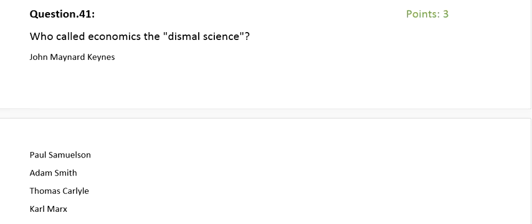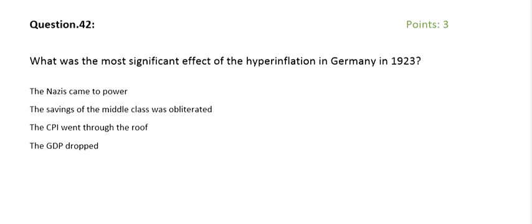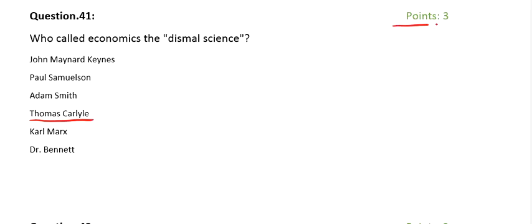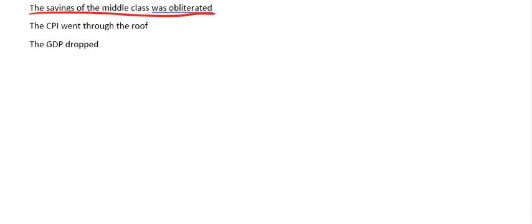Question 41. Who called economics the dismal science? Thomas Carlyle. And finally, the last question. What was the most significant effect of the hyperinflation in Germany in 1923? The savings of the middle class were wiped out. And 3 points for this question. Question 41 was 3 points as well. That was a review for midterm 1. See you all. If you have any questions, use the Adobe chat room during the tutorial session. Thank you.